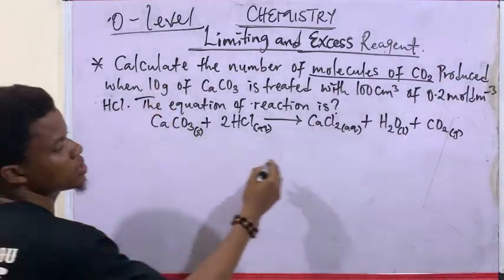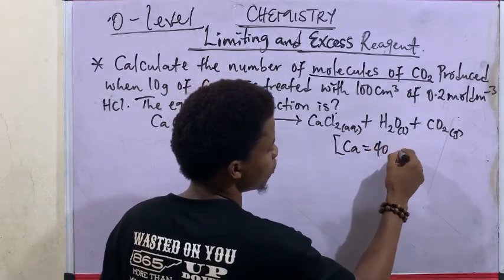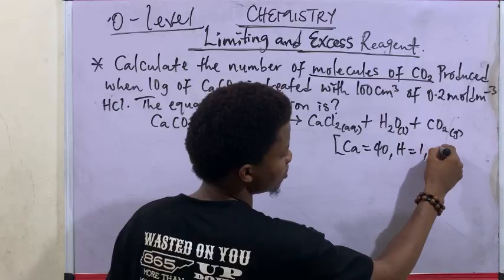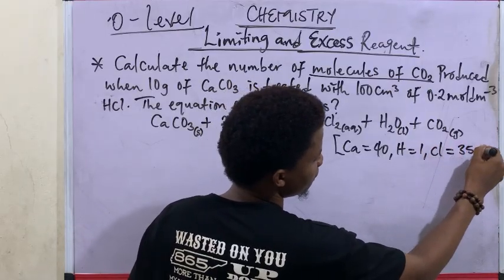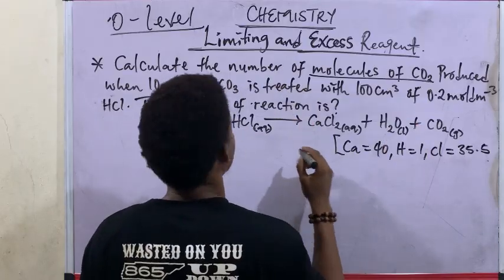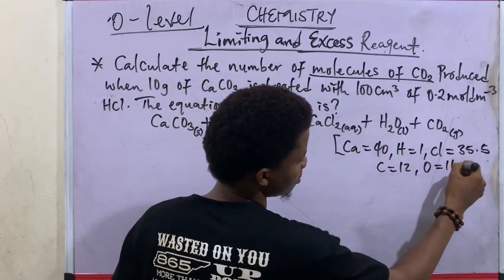CaCO3, please bear in mind that calcium, the atomic mass is 40, hydrogen is 1, Cl is 35.5, and then we have C equal to 12, that's carbon, and lastly oxygen is what?